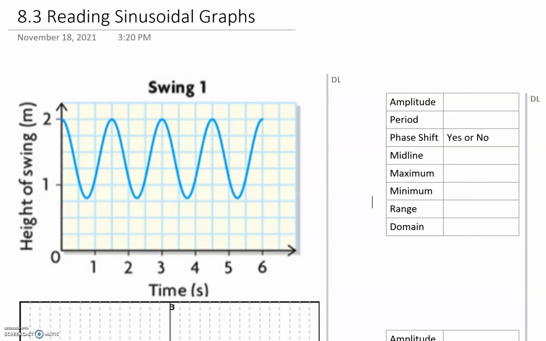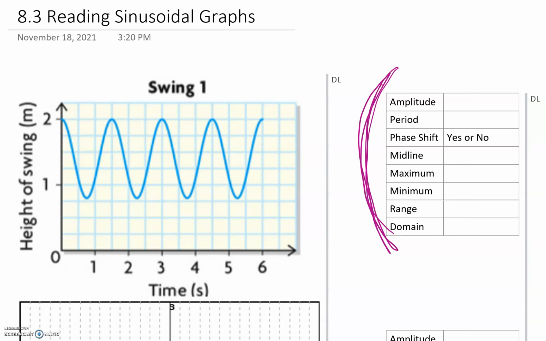Alright, so we're going to be taking a look at two different graphs, and hopefully over the course of this you'll feel more comfortable reading these sinusoidal graphs. There are some key pieces of information that we're looking for on these graphs, and in the next lesson we're going to be looking at how to read these same pieces of information off of an equation. But in this lesson we're looking at what it actually looks like in our graph.